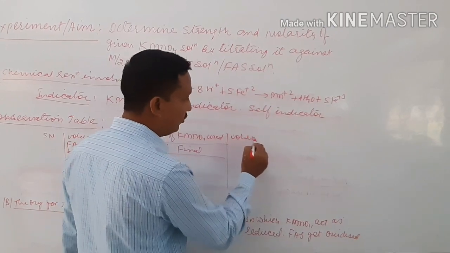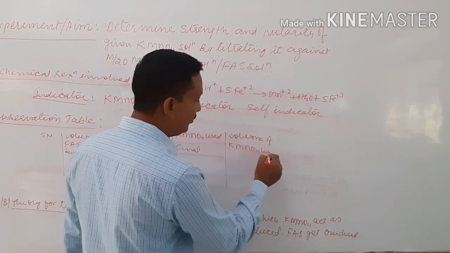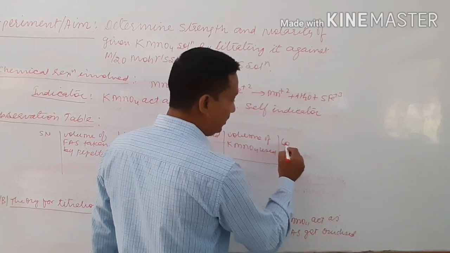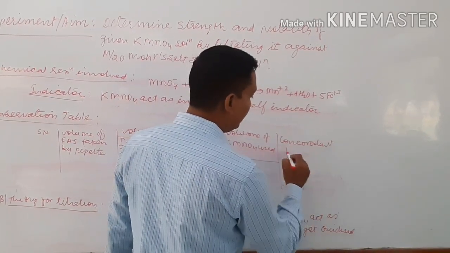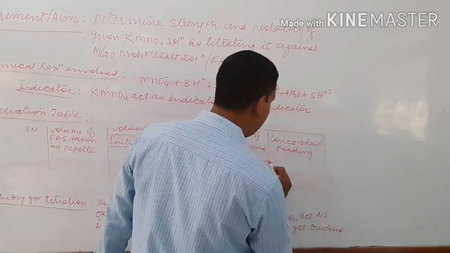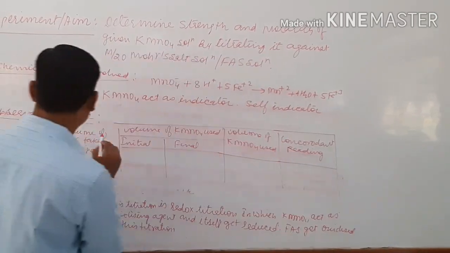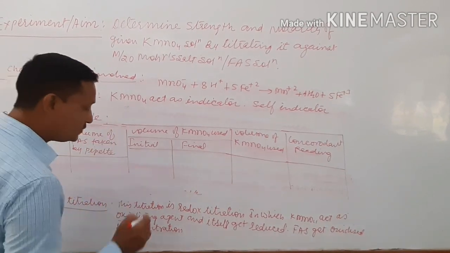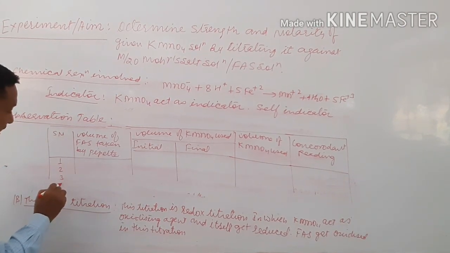Then volume of KMnO4 used, that means final minus initial reading, and then concordant reading. Concordant reading means if we get three readings the same, it is called concordant reading. So this is our observation table, and we are to take observations 1, 2, 3, 4 like this.